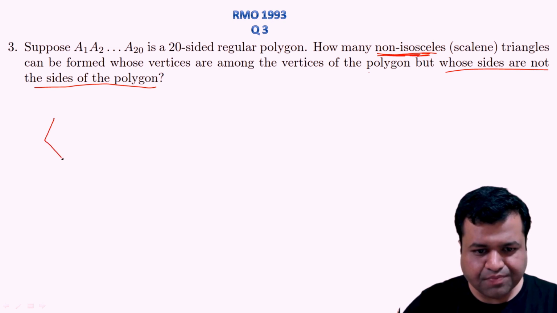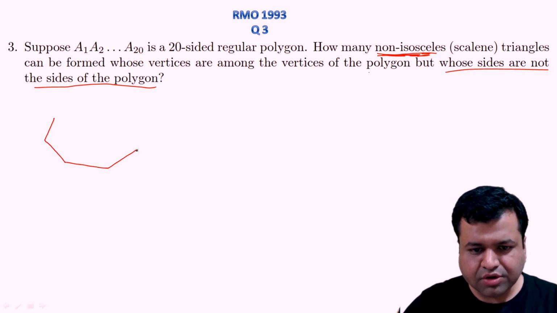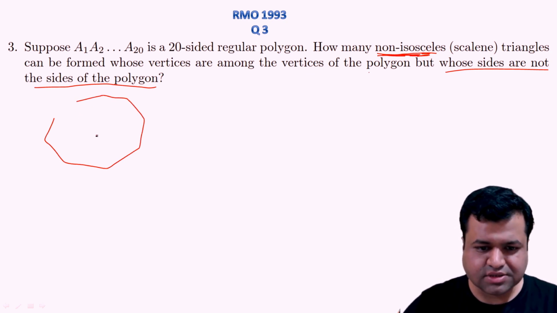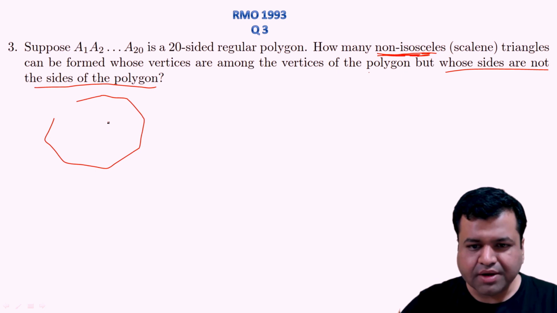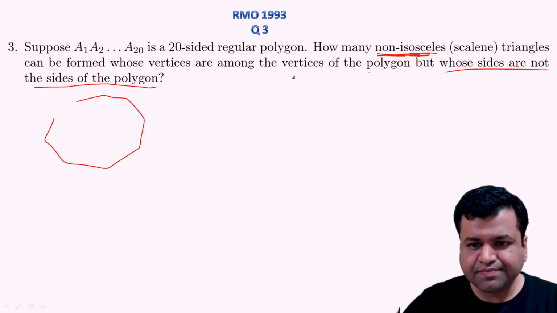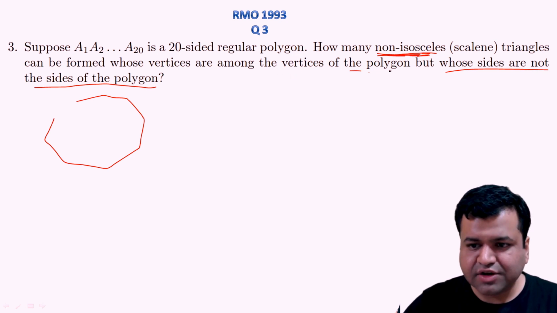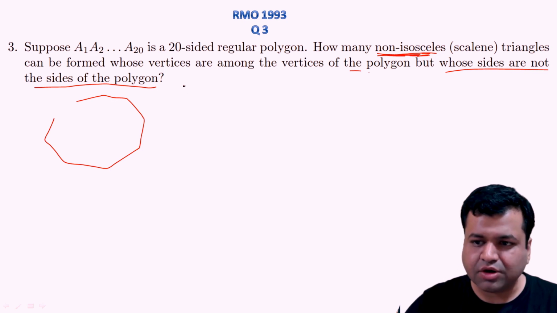Let's first draw a rough polygon, right? Okay, I am not drawing a 20-sided polygon, I have just kept this open. So first of all, we will find the number of triangles whose vertices are the vertices of the polygon, but whose sides are not the sides of the polygon. And we will then subtract the isosceles triangles from that figure. That will give us the non-isosceles triangles, right?